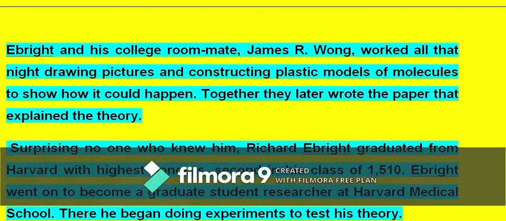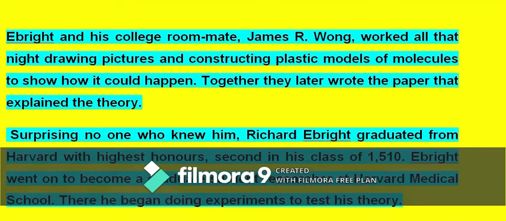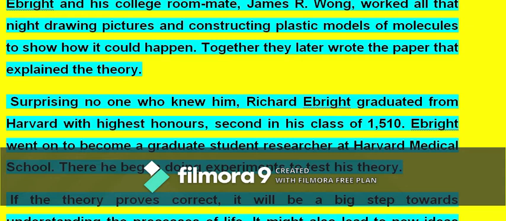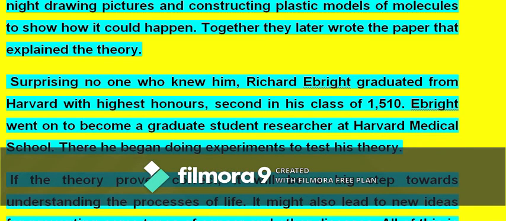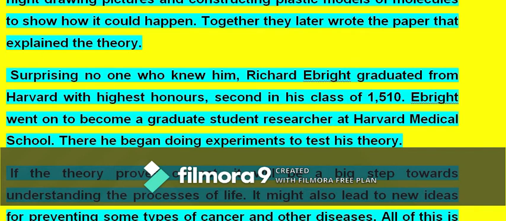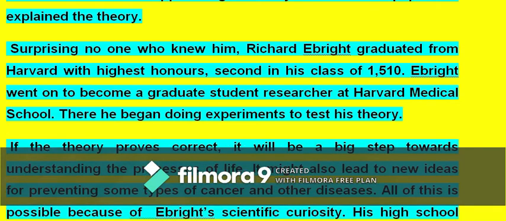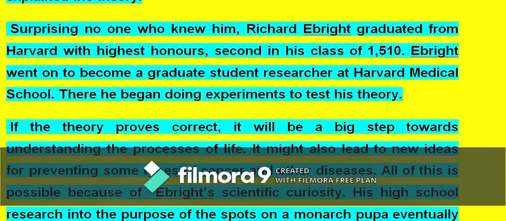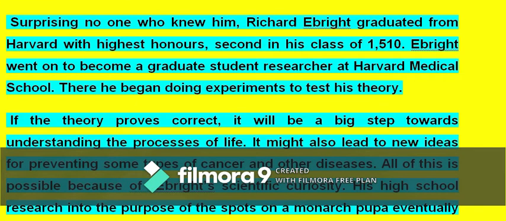Ebright and his college mate James R. Wong worked all that night drawing pictures and constructing plastic models of molecules to show how it could happen. Together they later wrote the paper that explained the theory. Surprising no one who knew him, Richard Ebright graduated from Harvard with highest honors, second in his class of 1510.